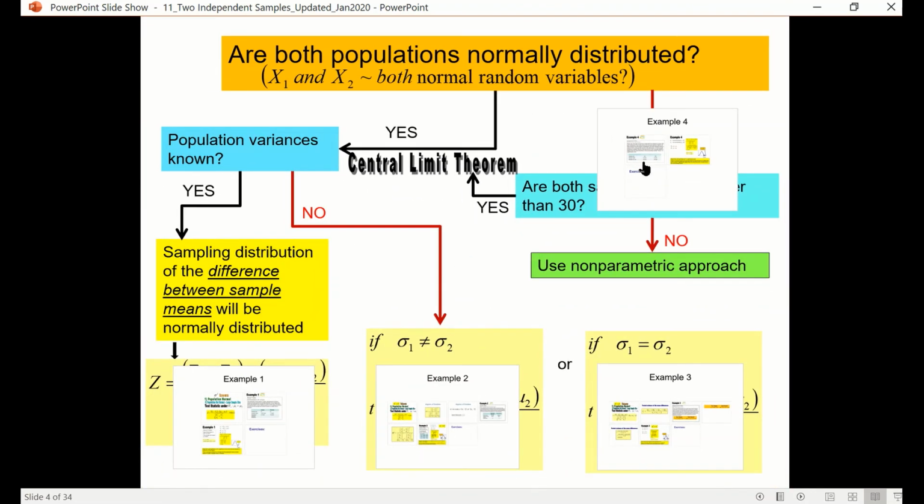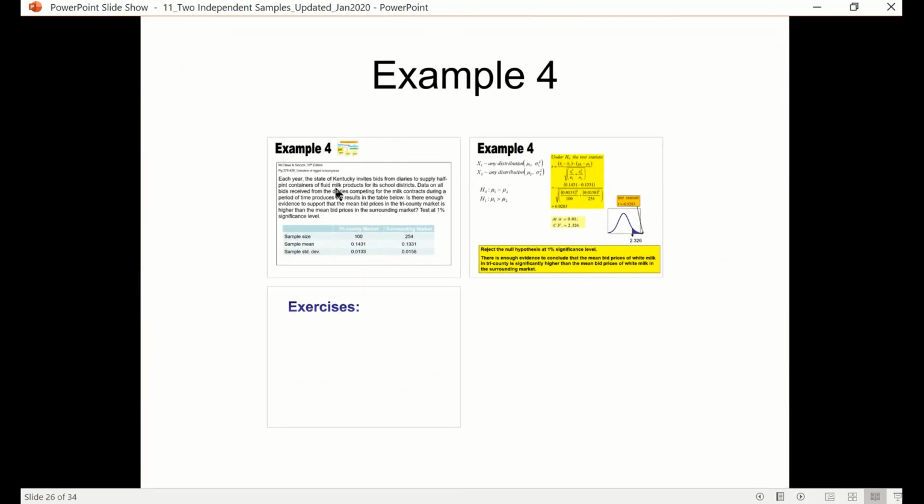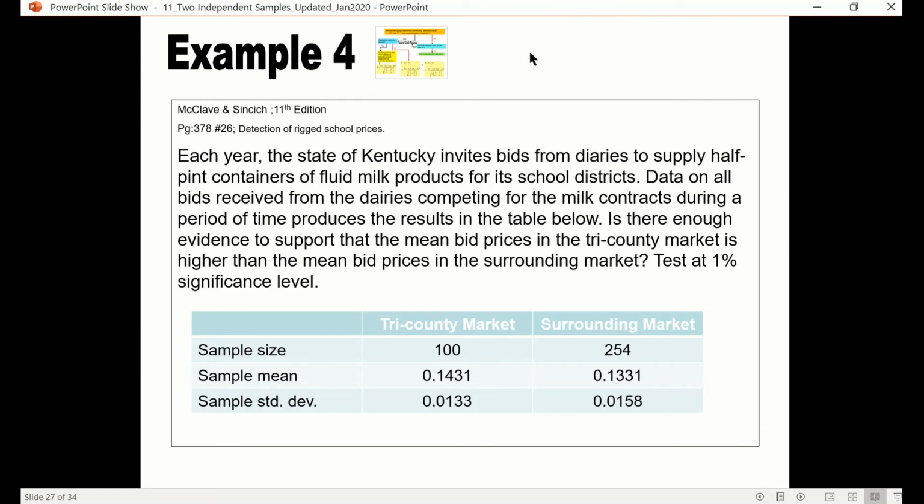Let's go to example number 4. Each year, the state of Kentucky invites bids from dairies to supply half-pint containers of fluid milk products for its school districts. Data on all bids received from the dairies competing for the milk contracts during a period of time produces the results in the table below. Is there enough evidence to support that the mean bid price in the tri-county market is higher than the mean bid price in the surrounding market? Test at the 1% significance level. And these are all the sample data given.